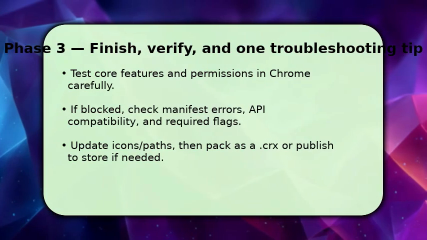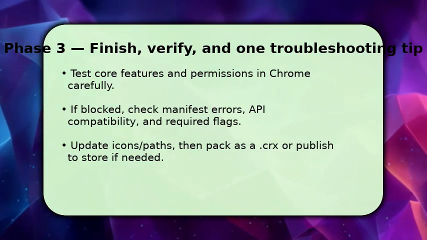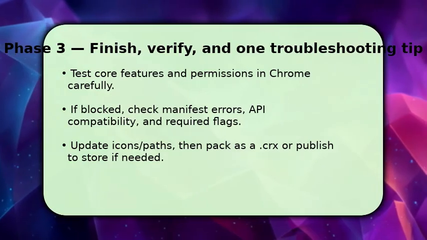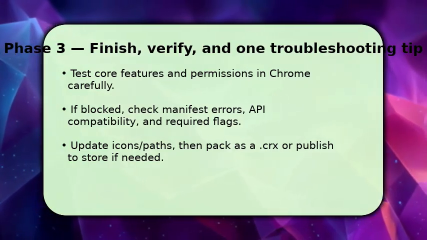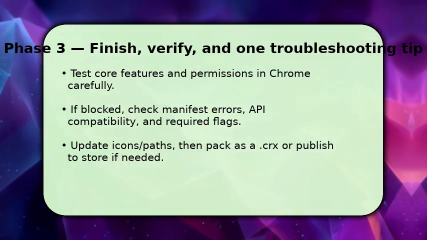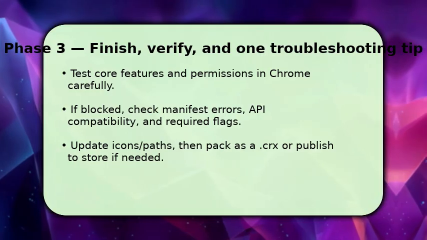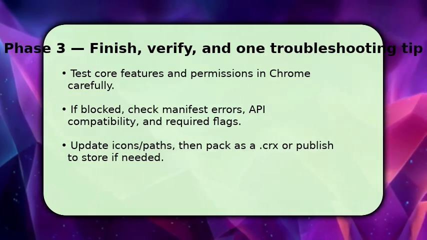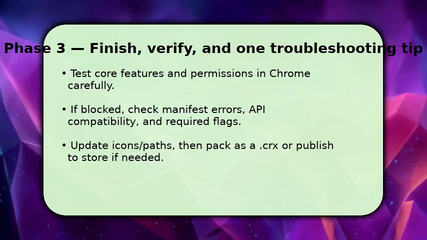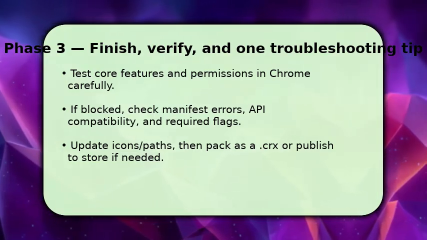Finally, test the extension's core features in Chrome and confirm the permissions prompt matches expectations. This verifies functionality and security. If Chrome blocks installation, inspect manifest errors, unsupported APIs, and required feature flags. These are the usual culprits, so fix them and reload.